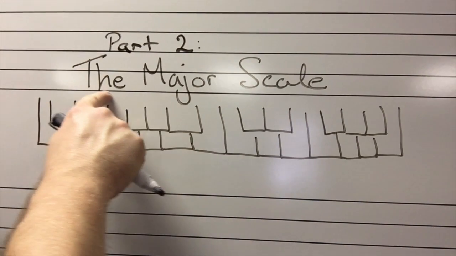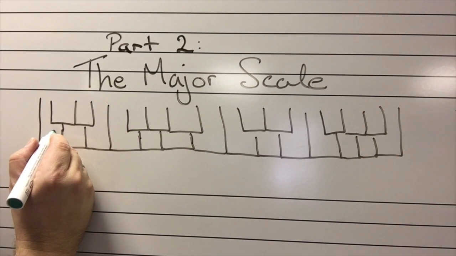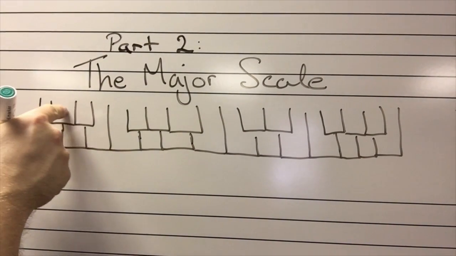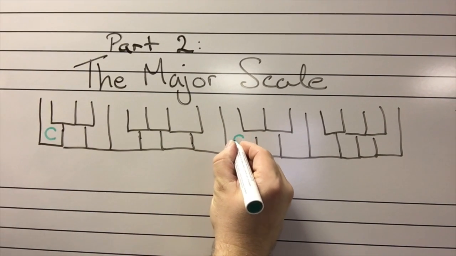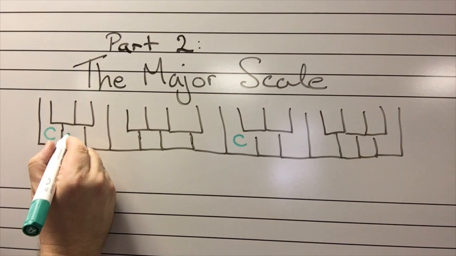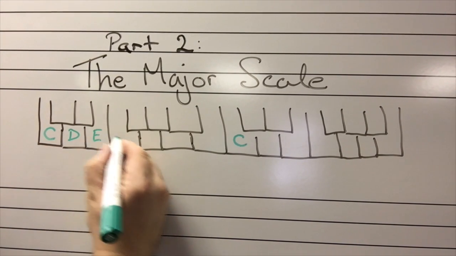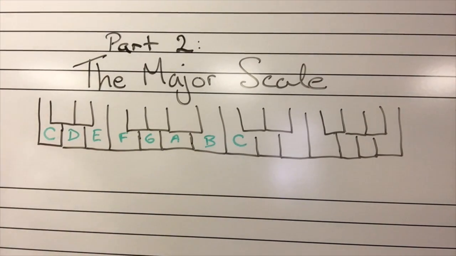Part 2. The major scale. The scale is a collection of 8 notes. Our first example that we will go through is the C scale. The C scale starts on C. Remember, set of 2. One before is C. Here's our next C. And the C scale consists of C, D, E, F, G, A, B, and then C again.